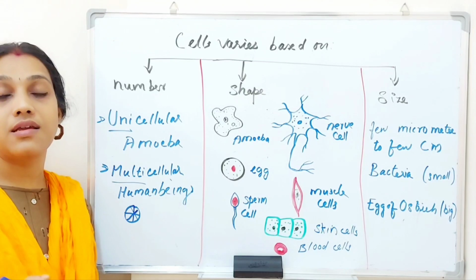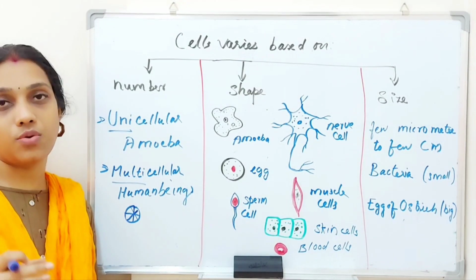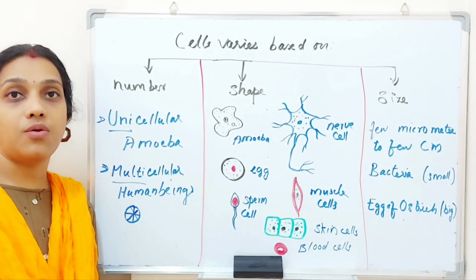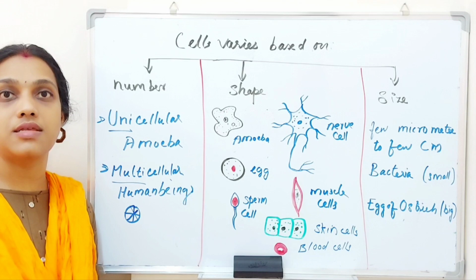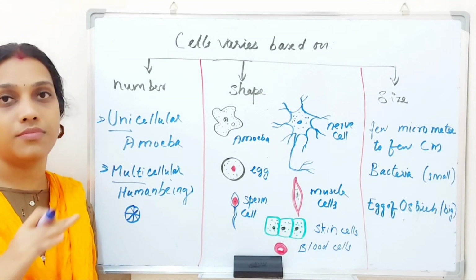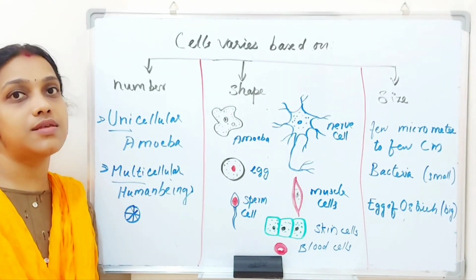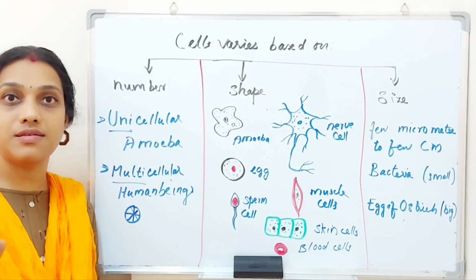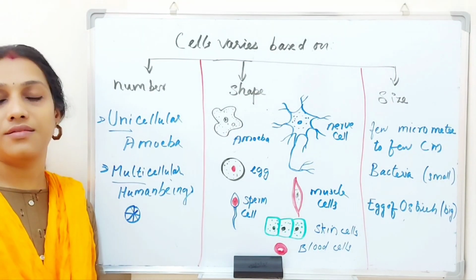Now my question is, is there any relation between the size of a cell and the size of an organism? Like for higher organisms, the size of the cell will be larger, and for smaller organisms, the size will be smaller. Is there any such relation? No. There is no such relation between the size of the cell and the size of an organism. But there is a relation between the size of the cell and the function of the cell, that we will see.